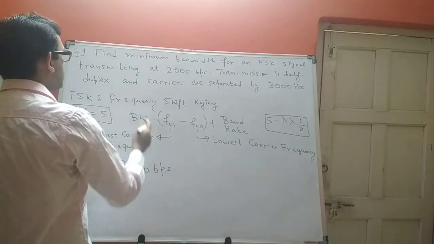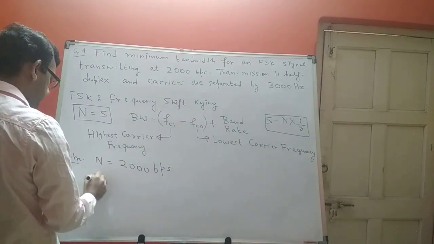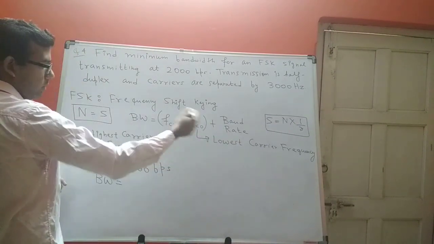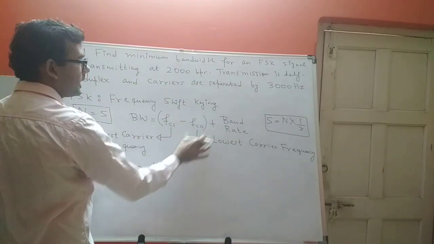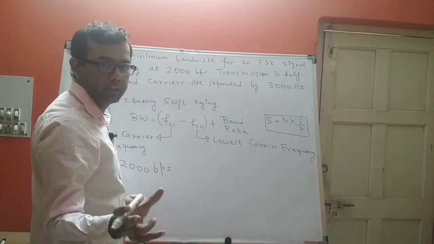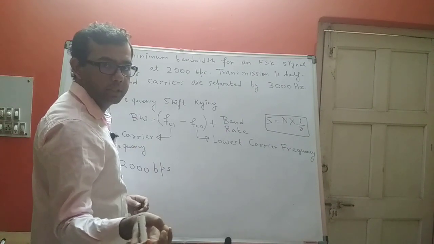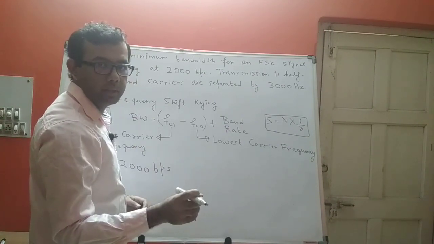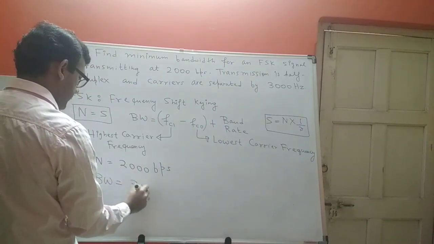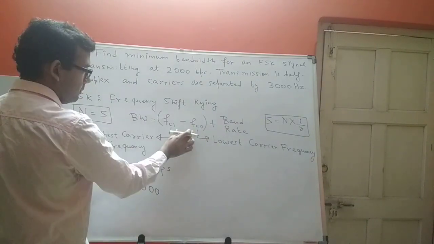So you have to find the bandwidth. In order to find the bandwidth, you apply this formula which I have written. So what is the difference in the carrier frequency? The carriers are separated by 3000 hertz. That means the difference between the highest carrier frequency and the lowest carrier frequency of the carrier signal is 3000 hertz. So I can place 3000 in place of this term.